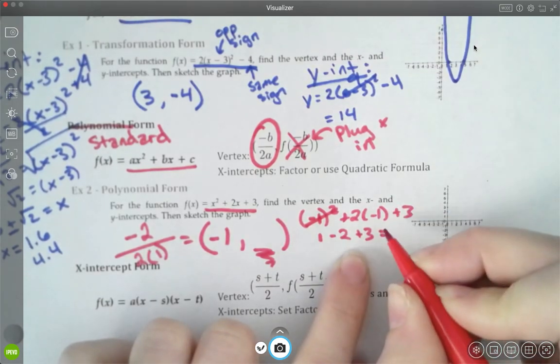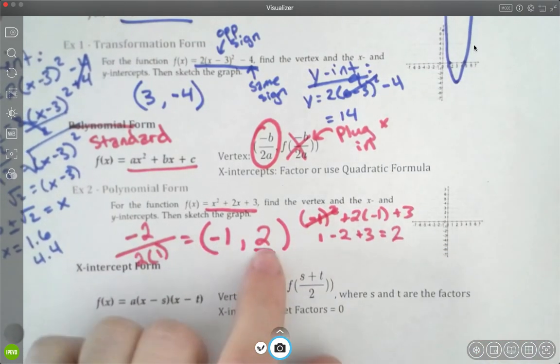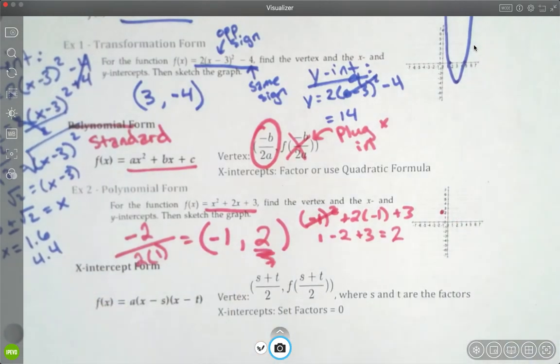So negative 1 comma 2. This is my vertex. Okay, now let's talk about something else that we haven't done yet. Is this going to be a smiley face or a frowny face? Smiley, because of the x squared. That's another important thing right here.